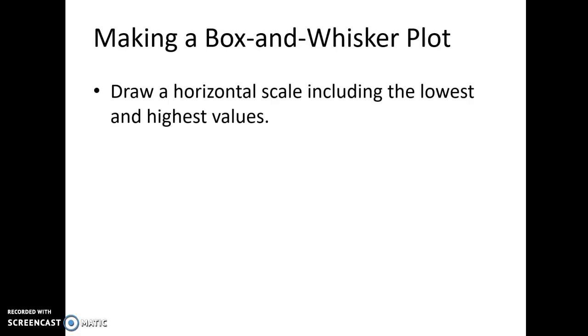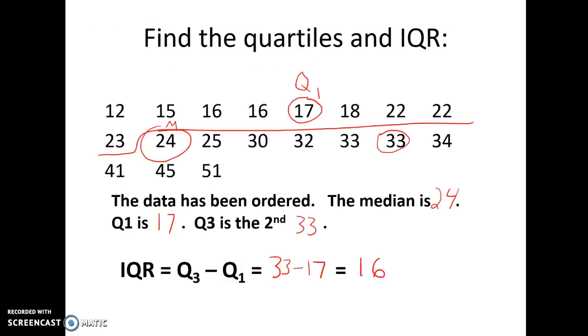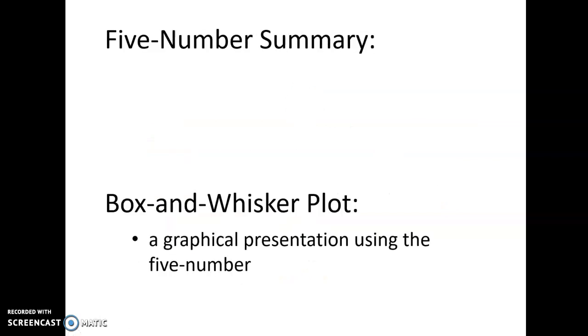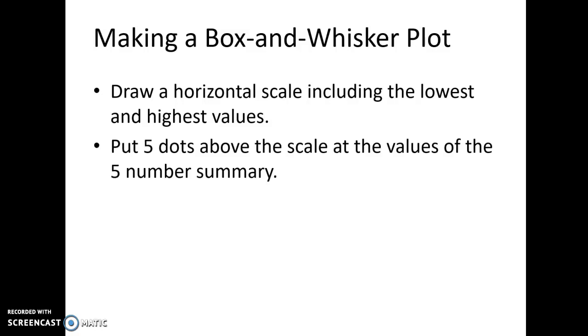So to make a box and whisker, you need to make a scale. So you need to look at the lowest and highest number. So I'm going to scroll back here a second. When I make this graph, I need to get 12 and 51 on my graph. Everything else will fall into place. Then I'm going to put 5 dots or 5 lines. You can also put vertical lines above the scale where the 5 values are.